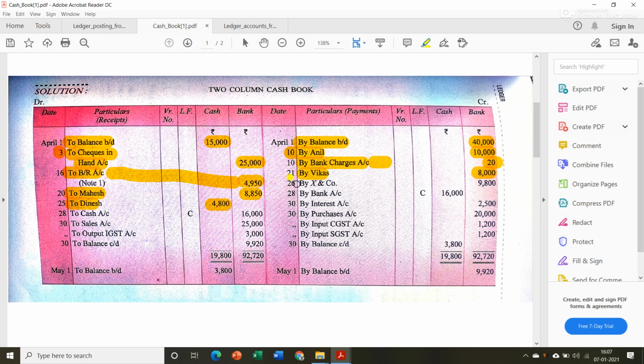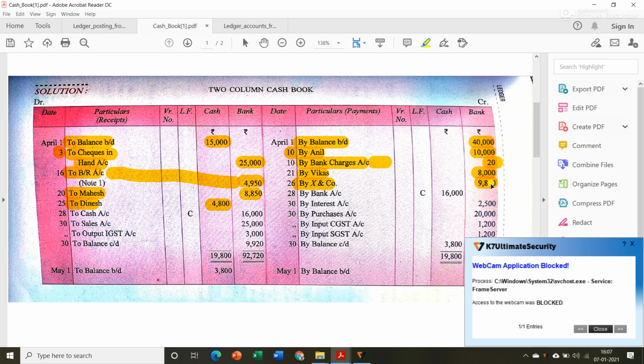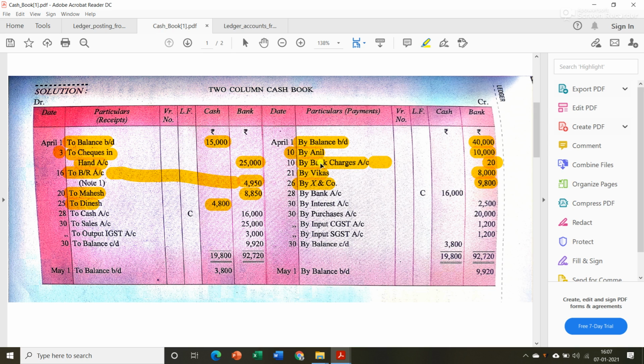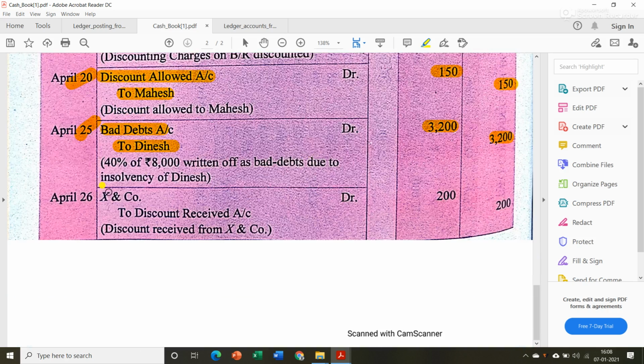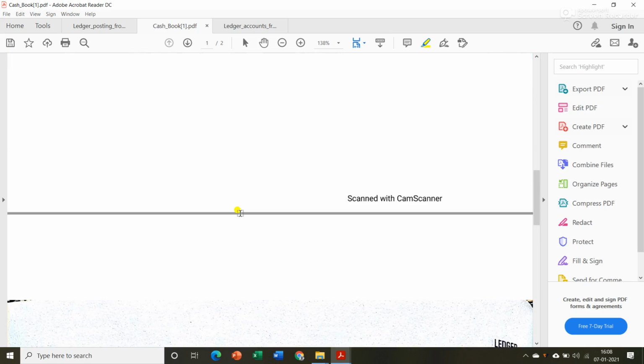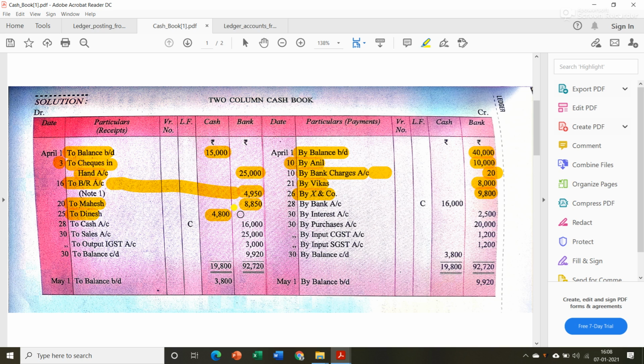So on the payment side we will write by X and company. Since we paid by check, that means we have to write it in the bank column. Okay, then for the remaining 200 that we received as discount from them, we will write X and company debit to discount received account. Now let us see the ledger treatment of these two transactions.